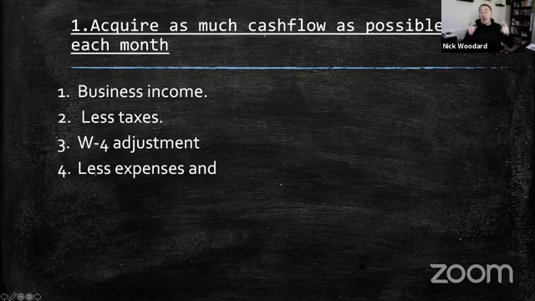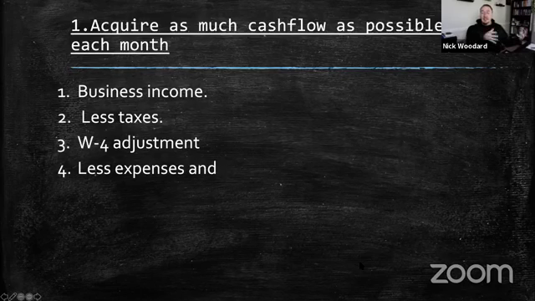Don't worry about it. Worry about your cash flow. We're going to show you how to strategically lower your taxes by visiting the W-4 form. The W-4 form, that's the form you fill out on your job. You tell your employer how much federal taxes you want taken out of your paycheck.